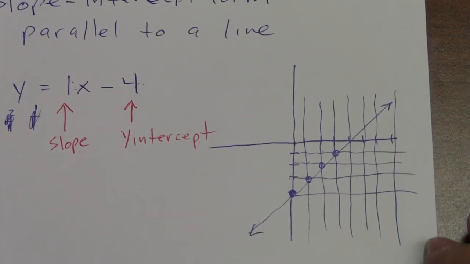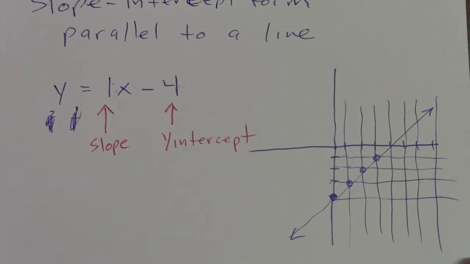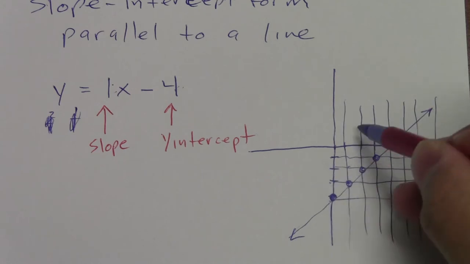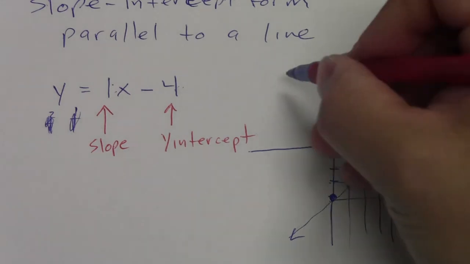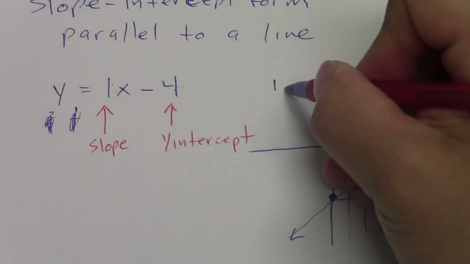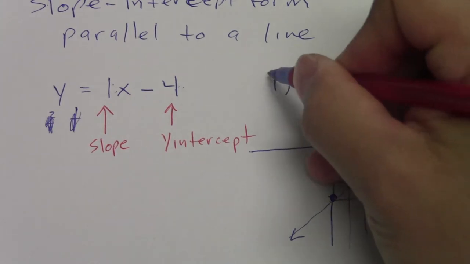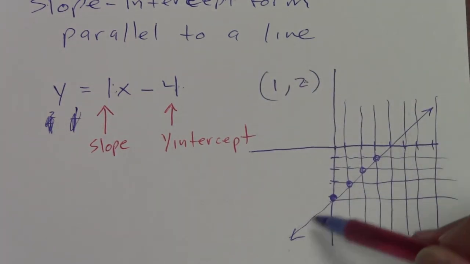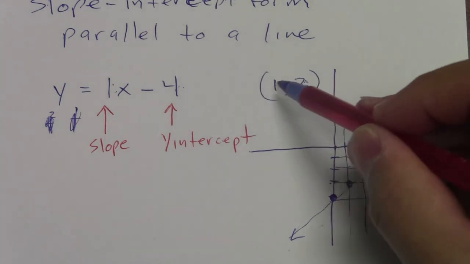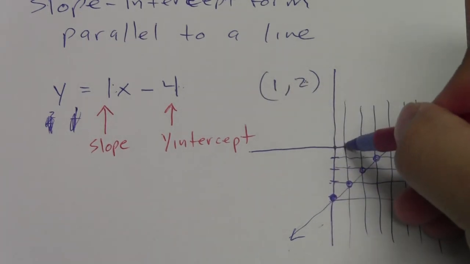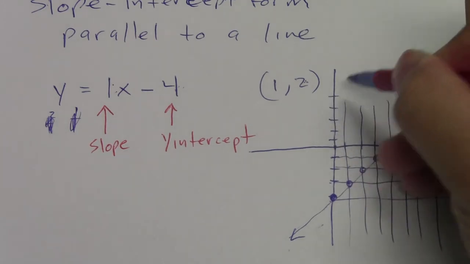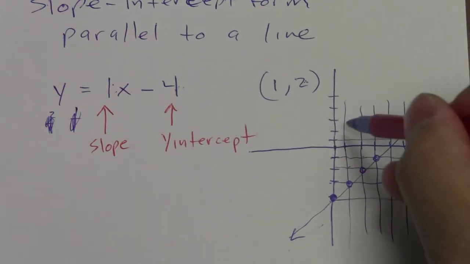Now let's say they're telling you to find another line parallel to this, somewhere over here, that crosses through 1, 2. So we're looking for a line that's going to cross through that but is parallel to this. So the first thing I'm going to do is just find this point. So 1, 2. I should have added more lines, I guess.